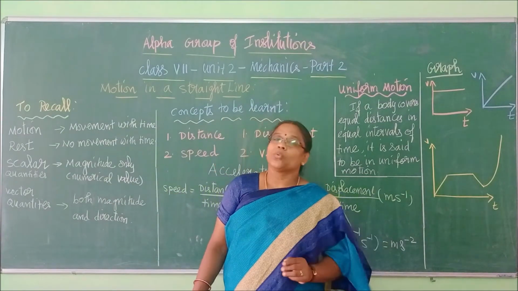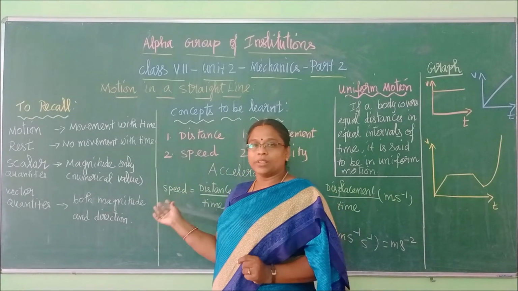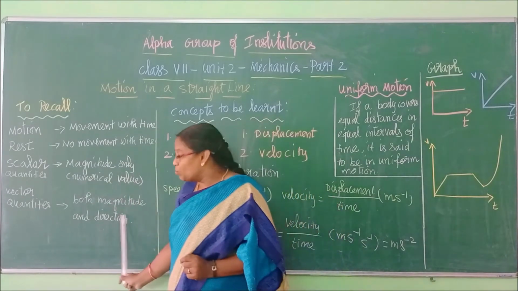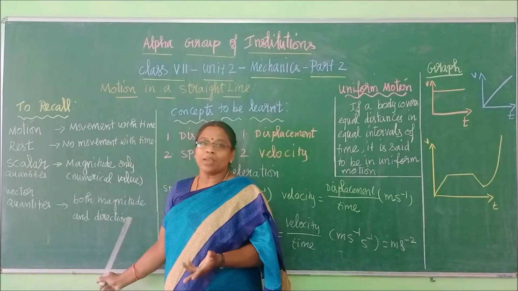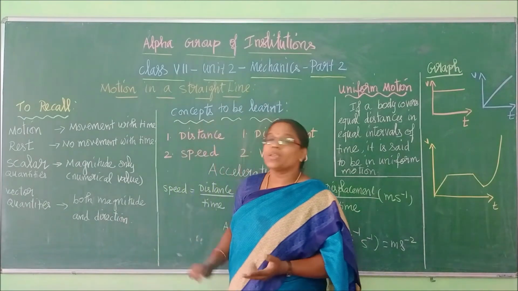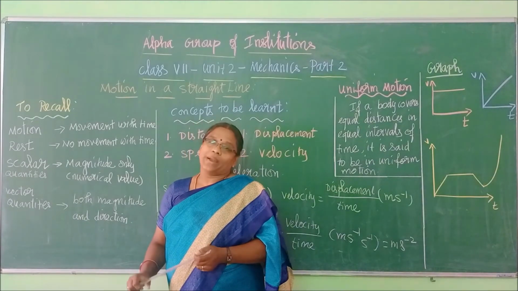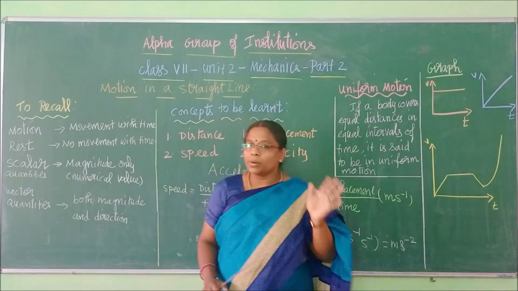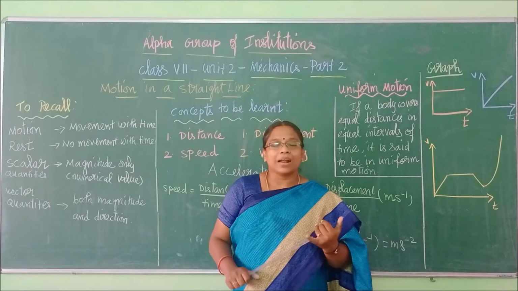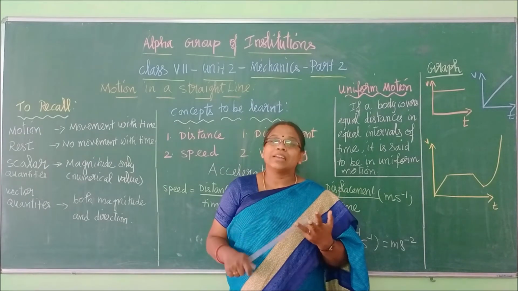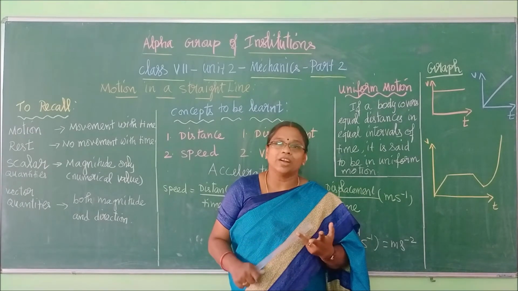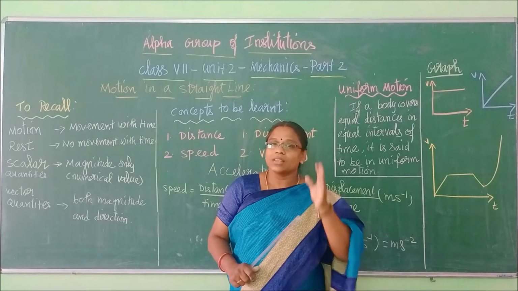For some other quantities we are going to see in this lesson, we can give both magnitude, number also we can give, direction also we can specify. So such type of quantities are called vector quantities. Remember, scalar means magnitude only. Vector quantities means both magnitude and direction. So these are the key points.